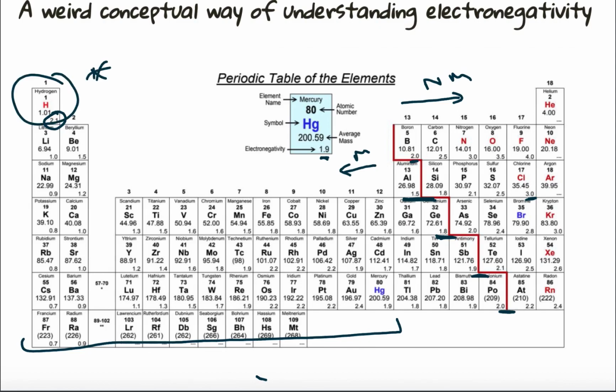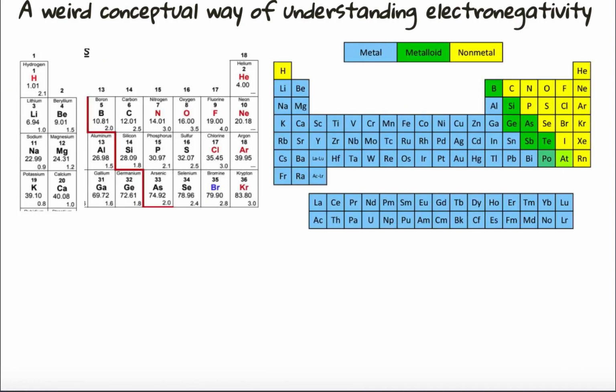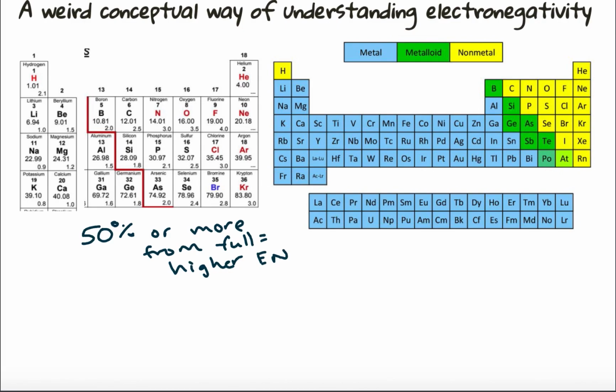Okay? And why is that? Well, it's the conceptual understanding of electronegativity based on the valence shell. If you get it, you'll understand. So it's not a perfect analogy, but it works pretty well as a broad generalization. And it's basically, if you are 50% or more from full, you have a higher EN, which means you are more likely to be a nonmetal.